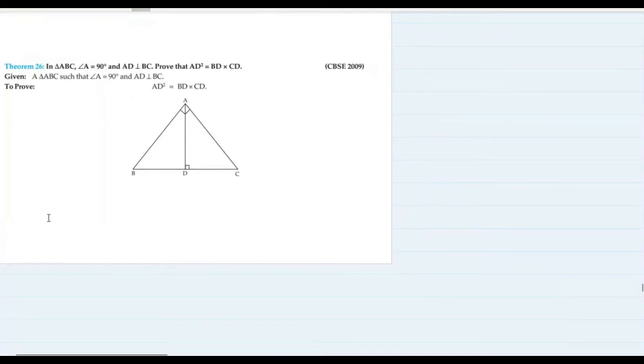In triangle ABC, angle A is 90 degrees and AD is perpendicular to BC. Prove that AD square is equal to BD into CD. So we have to prove that AD square is equal to BD multiplied by CD. And we can see 3 right angle triangles over here: one ABD, one ACD and one ABC. So let's see how we will prove it.